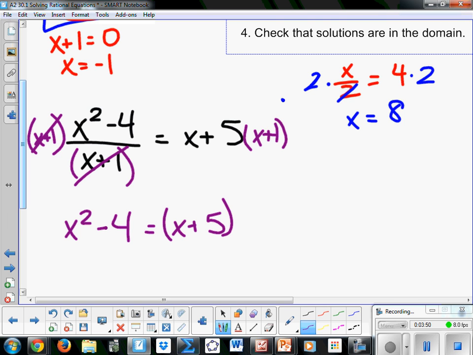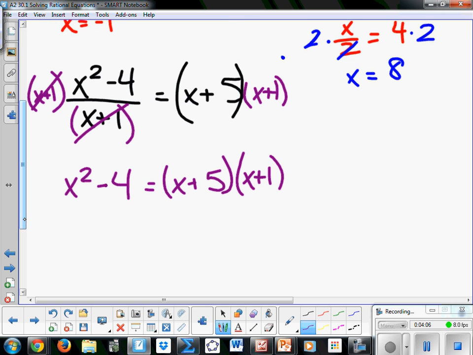Now, I didn't write it up here, so let me rewrite it. This whole side is being multiplied by x plus 1, not just the 5. That's why I'm rewriting that with parentheses around it. Because if we have these expressions next to each other, that's right, we've got a FOIL. So we are foiling here to get the right side of our equation equal to some expression.